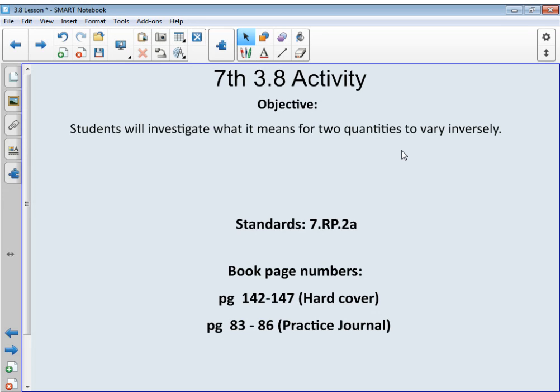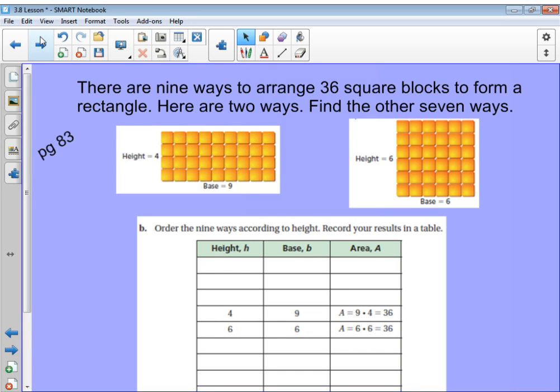The page numbers out of the hardcover book are pages 142 through 147, and out of the practice journal, pages 83 through 86. So for this lesson, you're going to need your practice journal, and you're going to need to open up to page 83. On page 83, you will see something similar to what I have here on the screen. It's just that yours is in black and white, and part of my B is filled out.